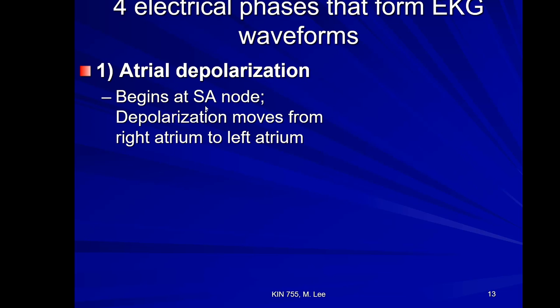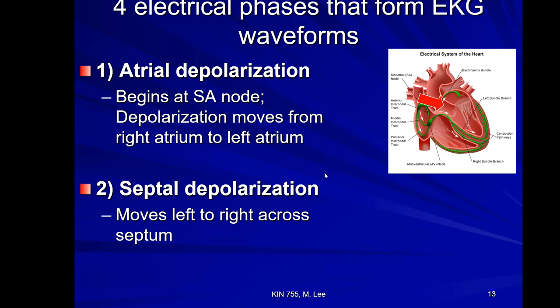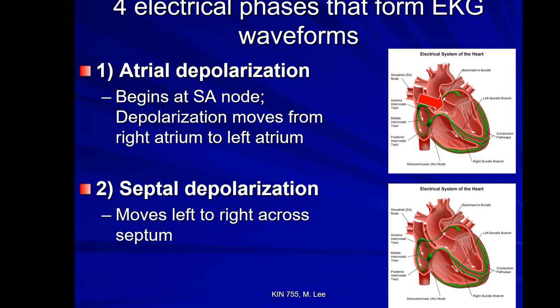So we're going to say there's atrial depolarization. So that starts at the SA node. The depolarization moves from the right atrium across to the left atrium. So we get a waveform for that. And it would kind of go in that direction. And then the septum of the heart depolarizes. And it depolarizes like from left to right. So it kind of does this. Boom, like that. So that's a big shift in the electricity, just for a brief moment. And that's going to cause a slightly different waveform on the EKG.